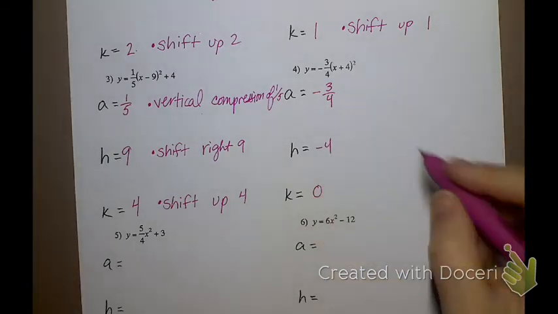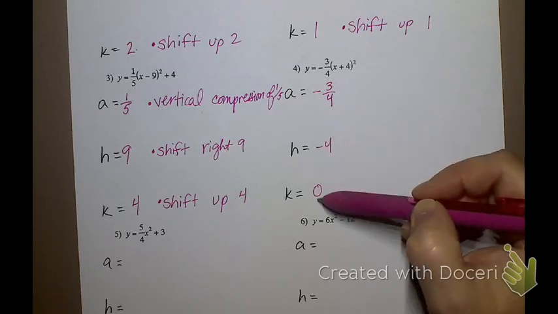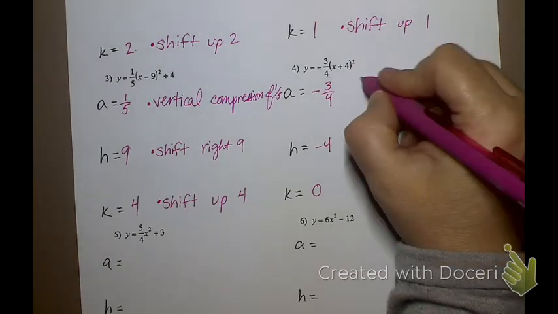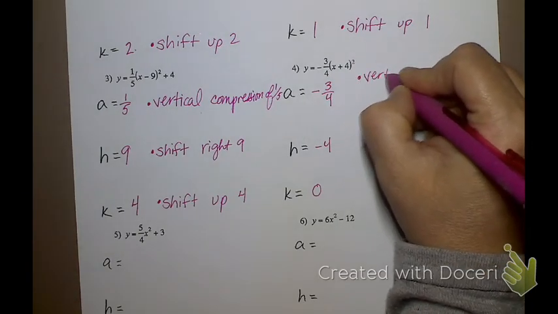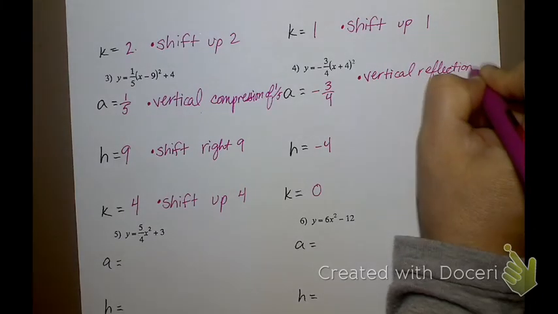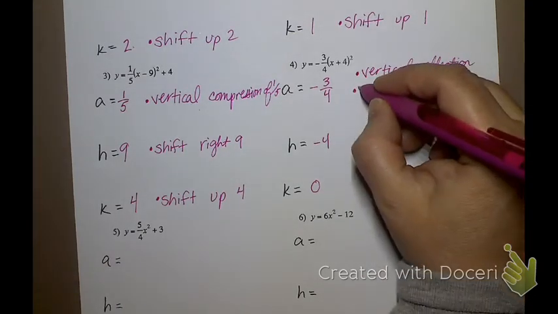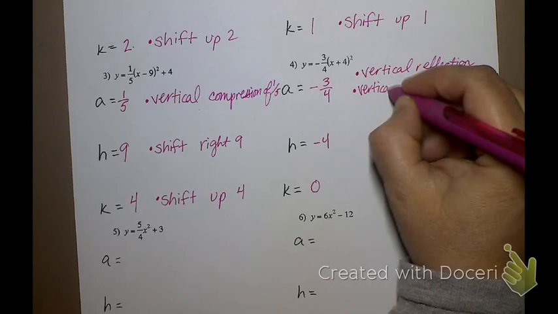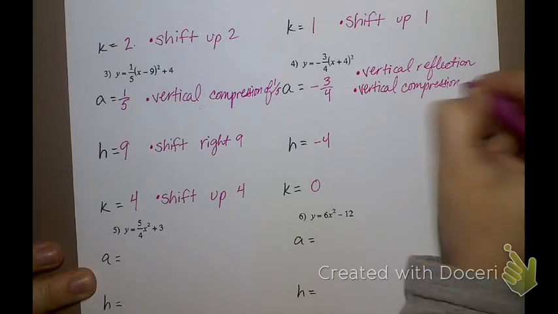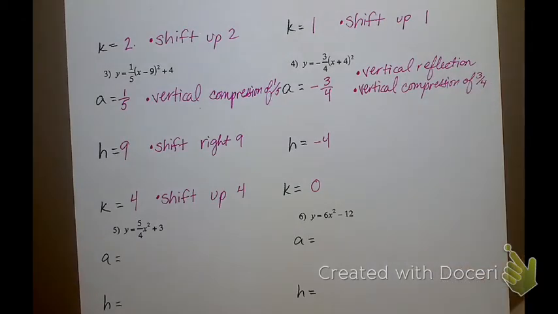Did you get that at least? A is -3/4. H is -4. K is 0. All right, -3/4. I have a vertical reflection because it's negative. The 3/4, is that less than 1? Yeah. So I have a vertical compression of 3/4, so it's 3/4 as tall as the parent function.